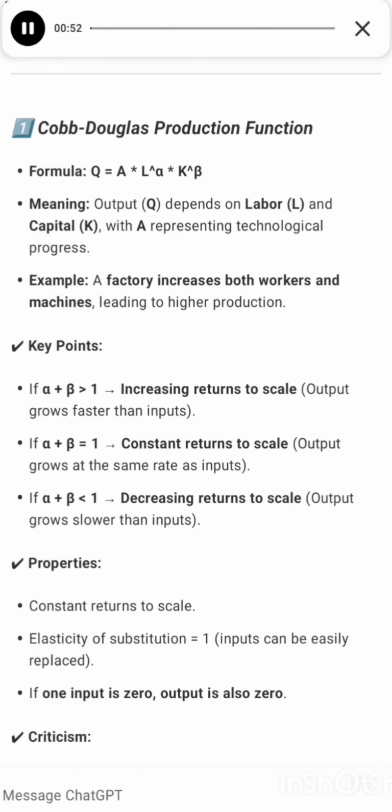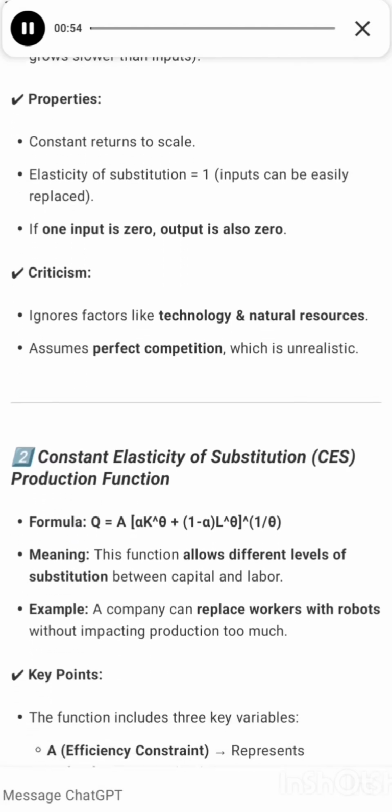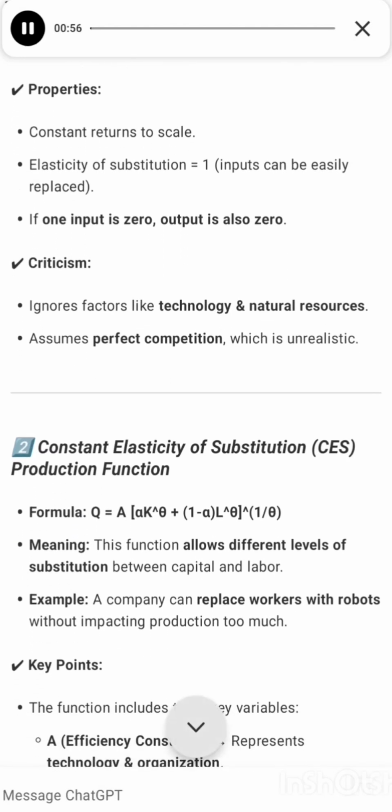Properties. Constant returns to scale. Elasticity of substitution equals 1, inputs can be easily replaced. If one input is 0, output is also 0. Criticism. Ignores factors like technology and natural resources, assumes perfect competition, which is unrealistic.